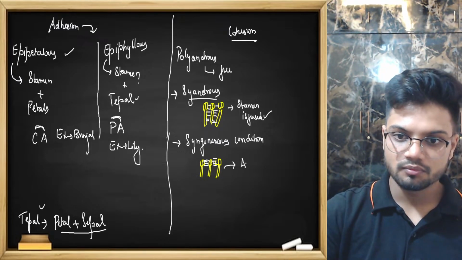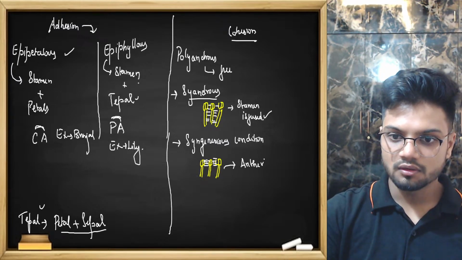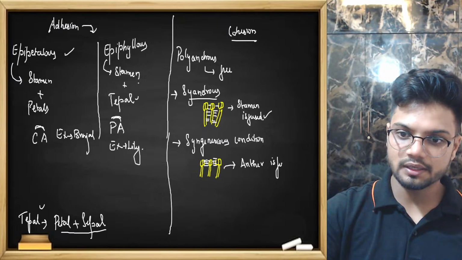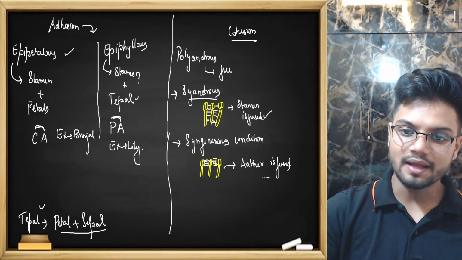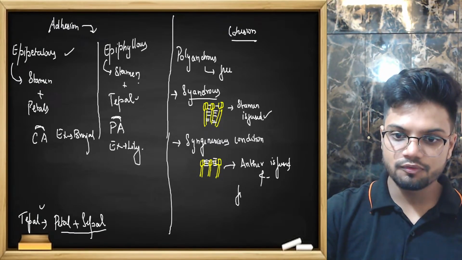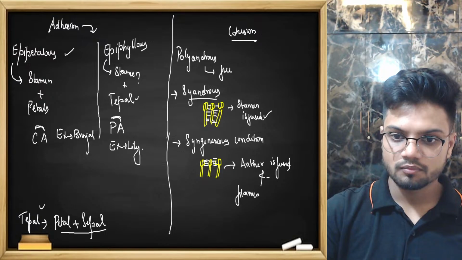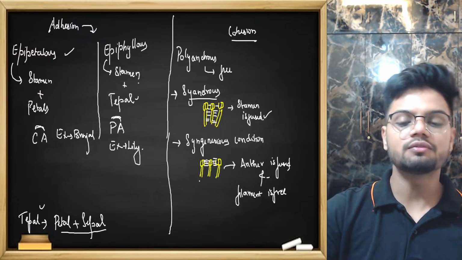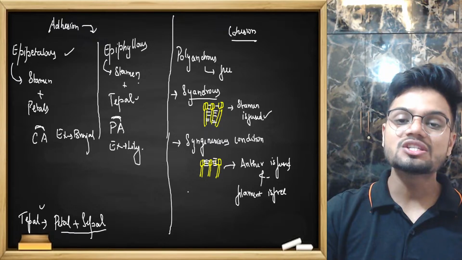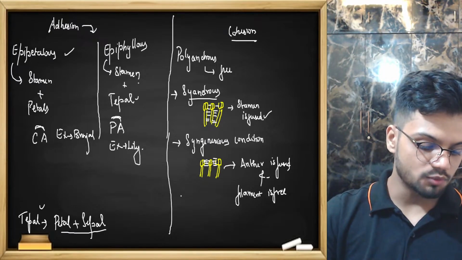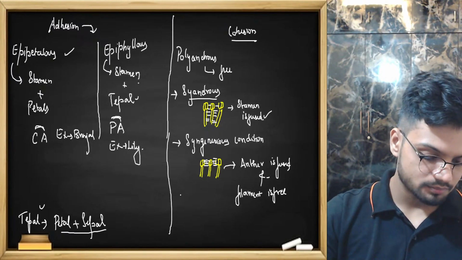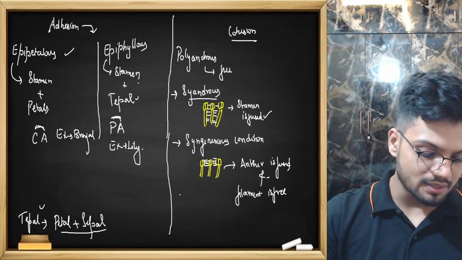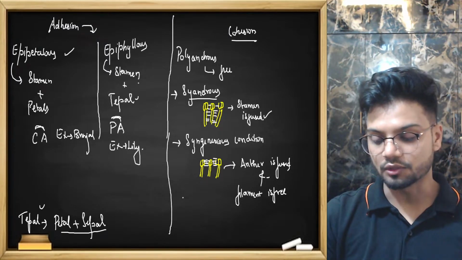What is happening here? Anther is fused completely, and at the same time, filament is free. Can you see? The filaments are completely free here. This is called syngenesious condition. So tepals and perianth are same? No. Understand the difference, I'll tell you.